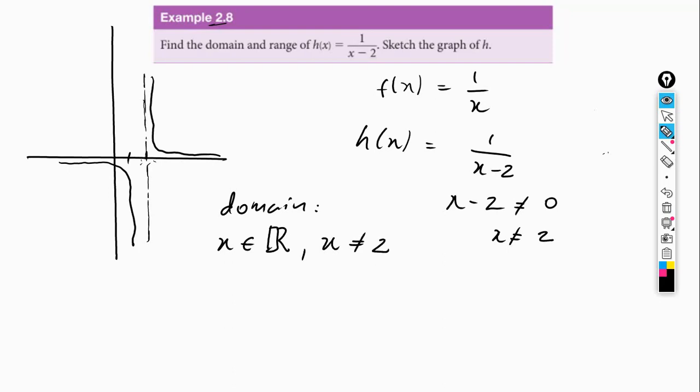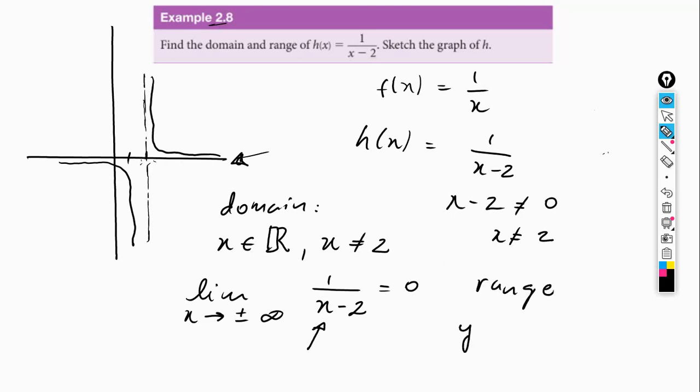How about the range? Well, for the ranges, remember that for these rational functions, we have to think in terms of limits. So what is the limit as x approaches positive or negative infinity? And that's for this function, right? 1 over x minus 2. So notice that as x increases here, whether it's positive x or negative x, it's going to be 1 divided by a large number. Therefore, this is going to tend to 0. And we can see the horizontal asymptote here on the graph. It's y equals 0. Therefore, we can say then that the range is going to be y belongs to the reals, but y cannot equal 0.